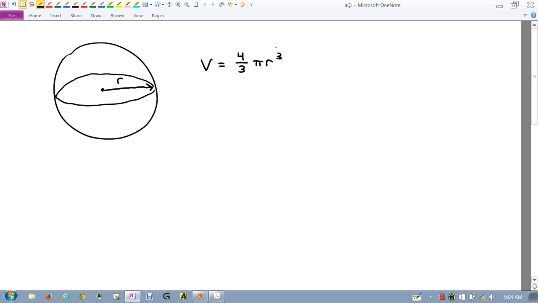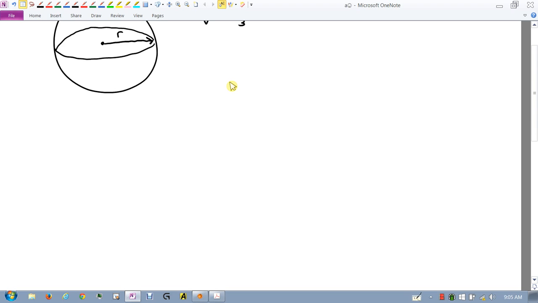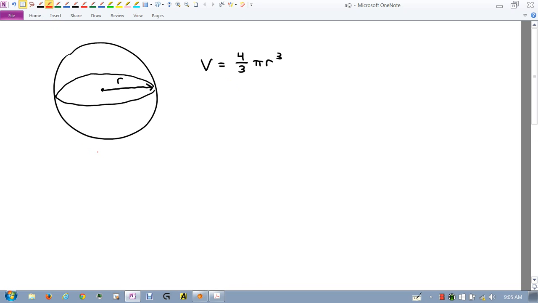But this section is about trying to find volumes by rotating things around the x-axis, right? So perhaps we could come up with this formula on our own. In other words, where did this formula come from? So let's talk about this. How could we use what we just talked about last week to somehow construct that solid? What could you do?